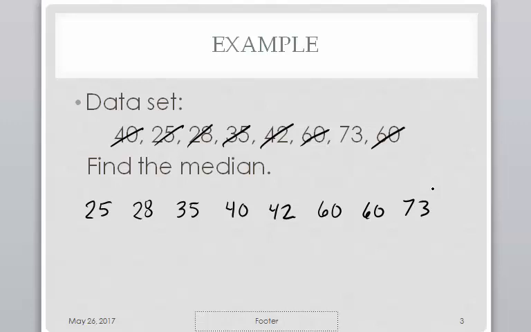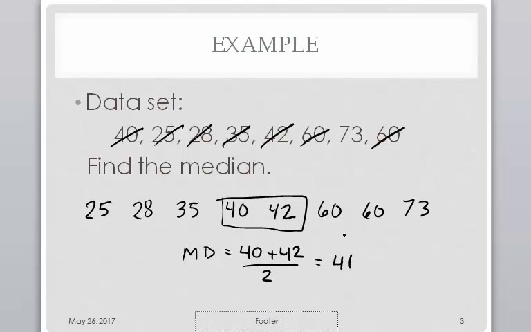Remember that if you have an odd number of data values, the median will be the number that sits in the middle. If you have an even number of data values, as we have here because we have 8, you need to find the average of the middle 2 values. So these two numbers sit in the middle of our data set. We have 3 on the left and 3 on the right and 2 in the middle. The median is the value halfway in between 40 and 42. Sometimes you can figure that out in your head. If you can't, you'll simply take an average of those two values. So 40 plus 42 and divide by 2 gives you a median value of 41.